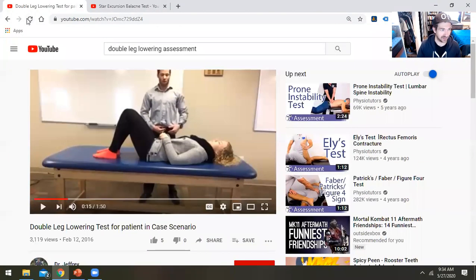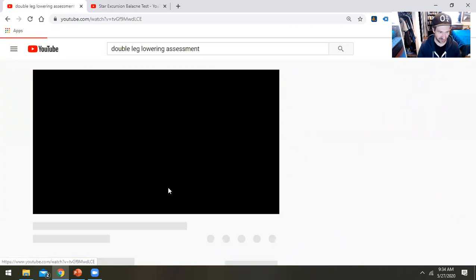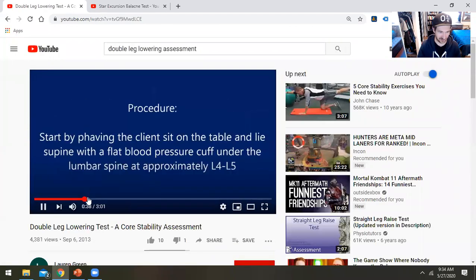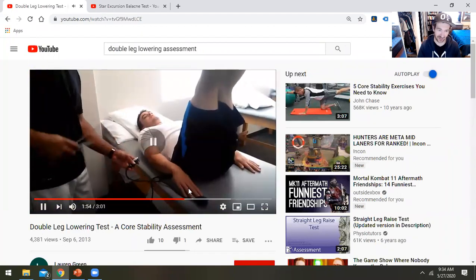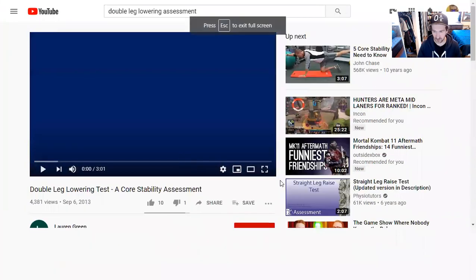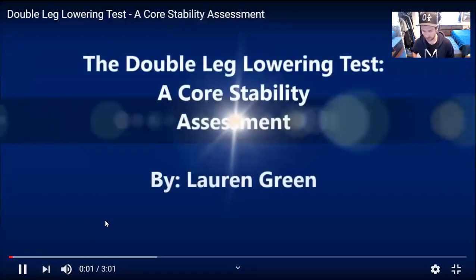This was the highest quality one I found. Let's see this video here, approximately the pressure set. All right, well, this will work. This is in your sports performance textbook, and you actually need to have a blood pressure cuff in order to be able to do this assessment.